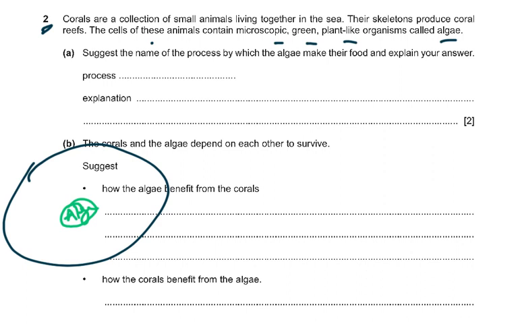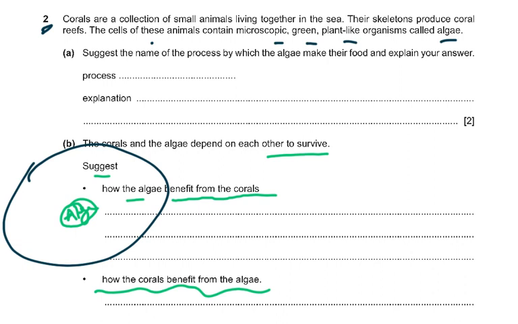The process has to be photosynthesis, because of the green plant and the chlorophyll or the chloroplast. Then the corals and the algae depend on each other to survive. Suggest how the algae benefit from the corals and how the corals benefit from the algae. So it's a mutually beneficial relationship. Naturally, the algae benefit because they gain carbon dioxide and they gain a protected or sheltered habitat. How do the corals benefit? They gain oxygen because photosynthesis produces oxygen. So corals feed on the glucose or the carbohydrates and the food produced by the algae.